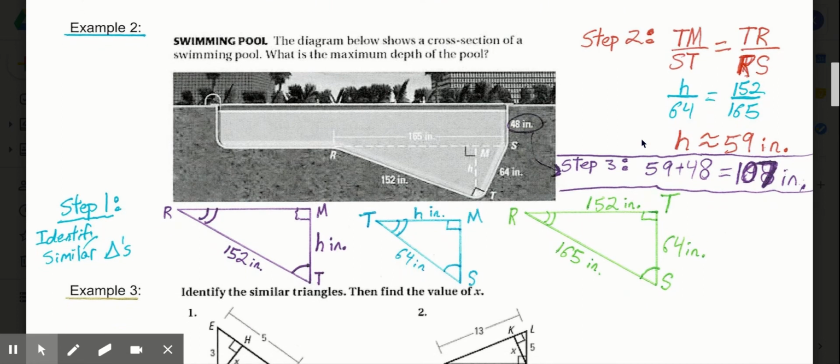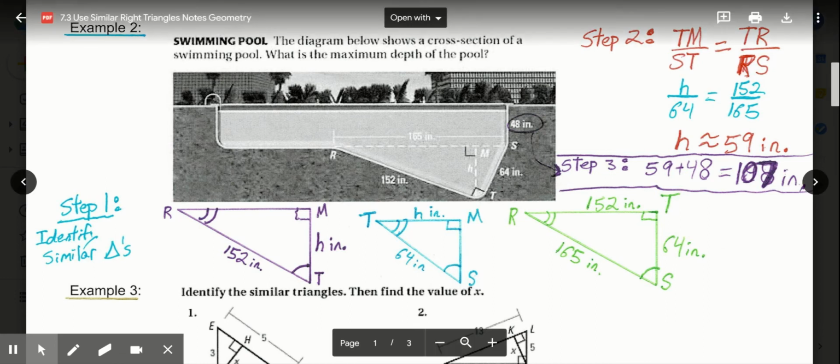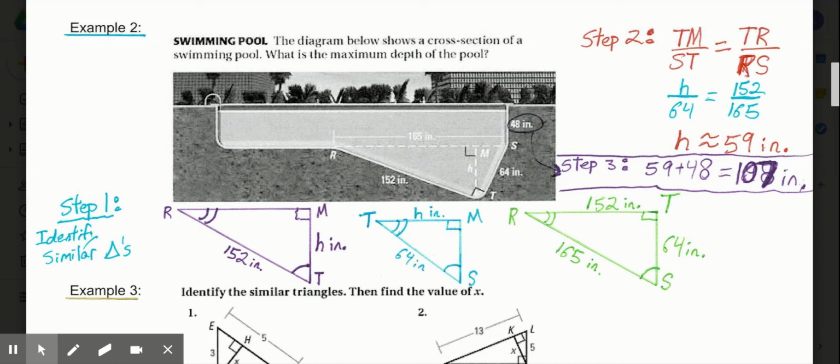So example 2 is a visualization and putting together a couple of different steps based on this idea. In example 2, we have a word problem dealing with the depth of a swimming pool. The diagram shows a cross-section of the swimming pool. They want to know what the maximum depth of the pool is. You can see with this pool, they already gave us a depth of 48 inches. And then to figure out the maximum depth in this section, it was based on similar right triangles.